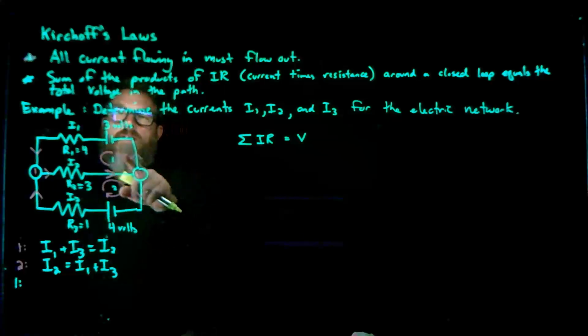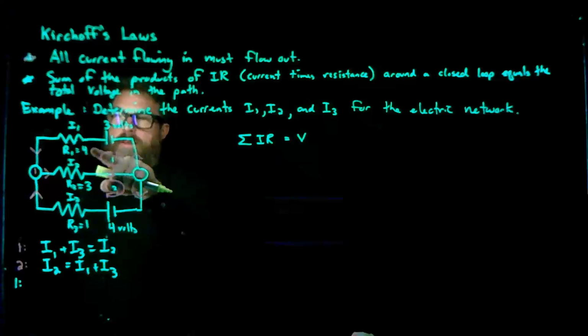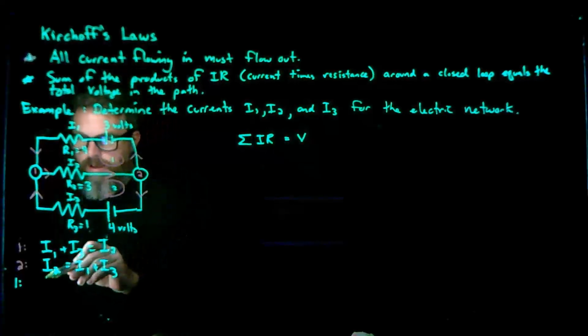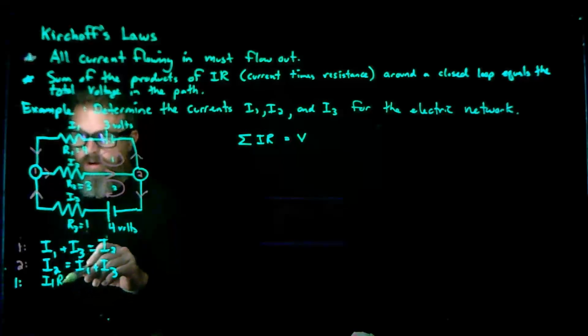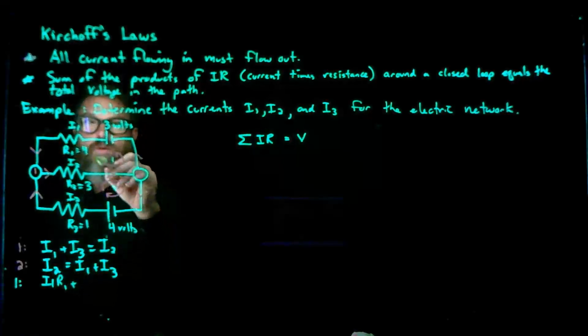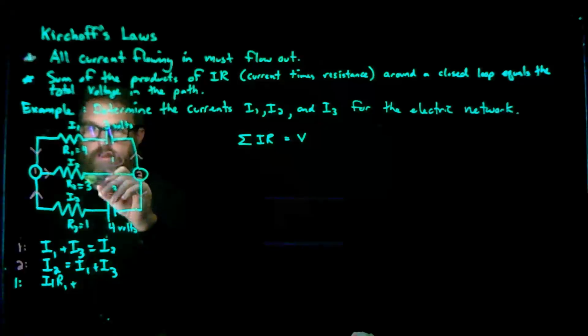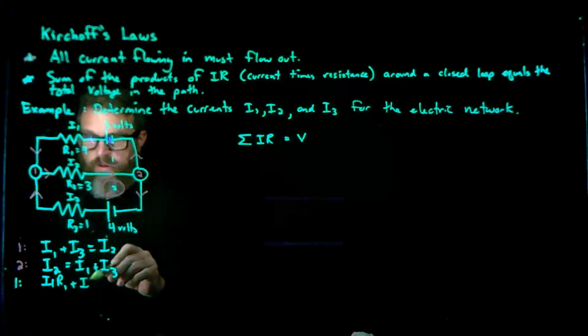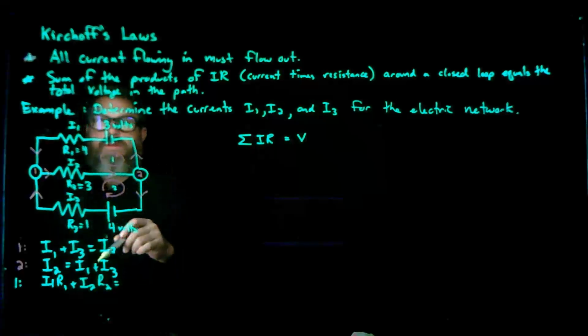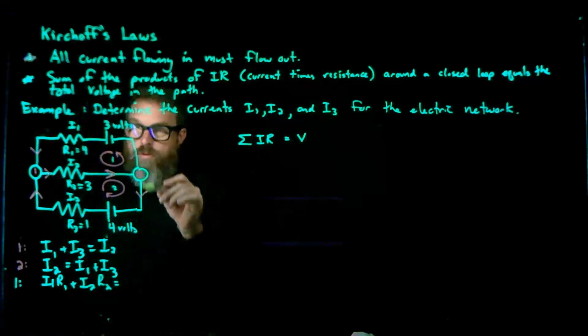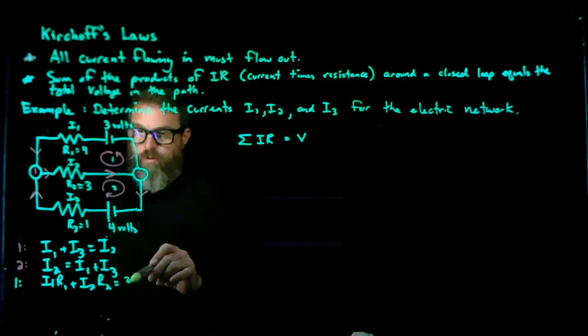So let's do loop 1. Loop 1 is here. I have I times R, plus, remember, going around this way, this also I times R. So I have I1 R1 plus, going around this way, I2 R2, has to equal its voltage, which is going to be that battery on that particular loop. So that battery is going to be equal to 3.